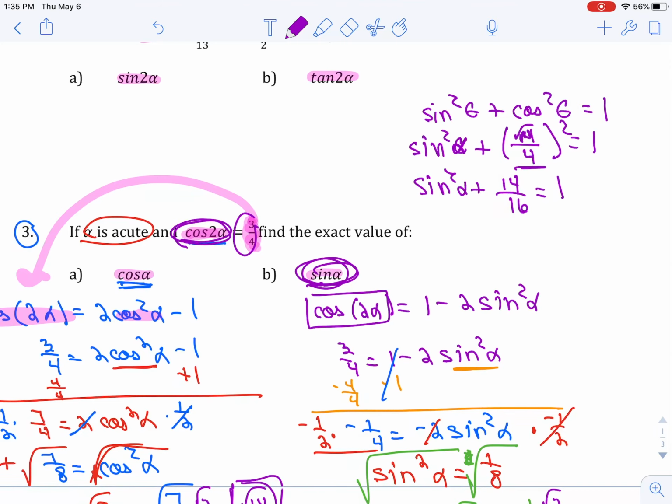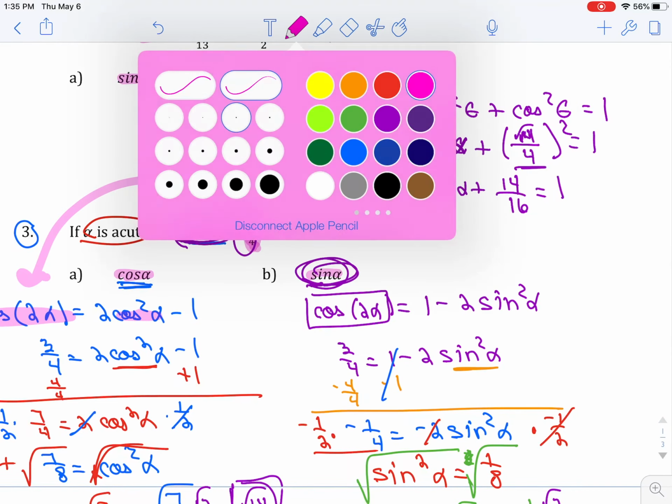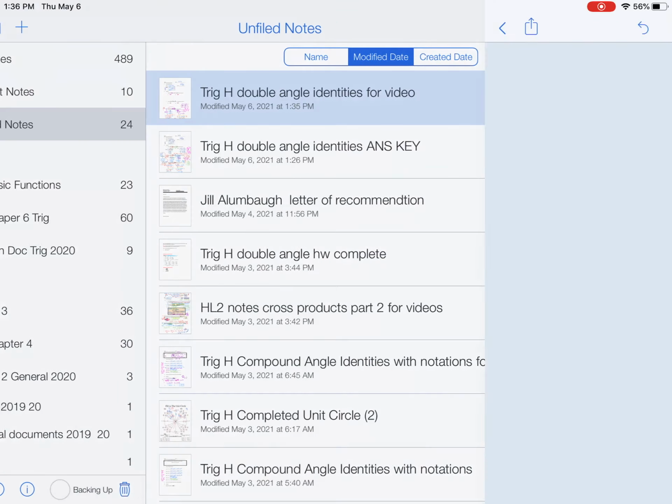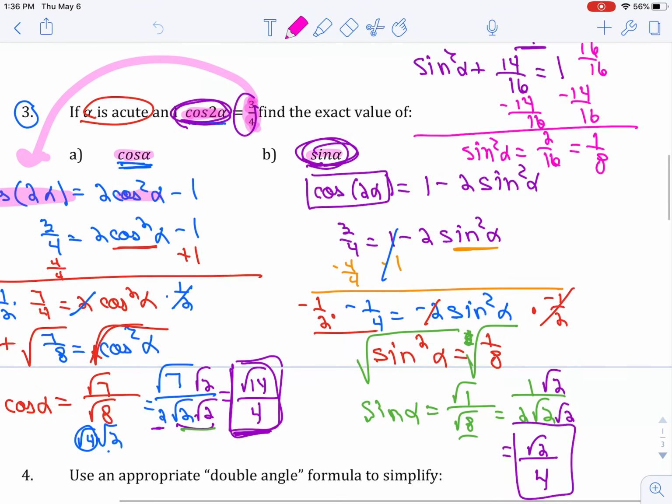And so I'm going to end up with, when I subtract the 14/16 from both sides, sine squared alpha is equal to, this is 16/16. So this becomes 2/16, which is the same as 1/8. And then I want you to notice that what happens is the same thing that we had here. We're at the same place, right? Sine squared alpha equals 1/8. We were here for this one also.